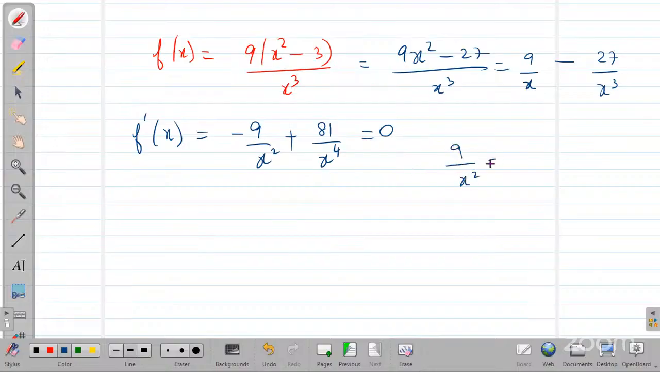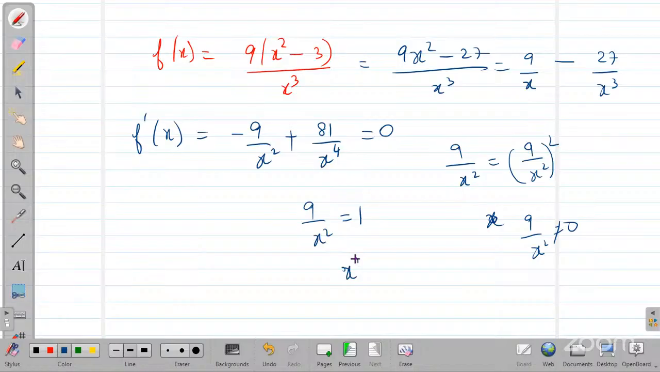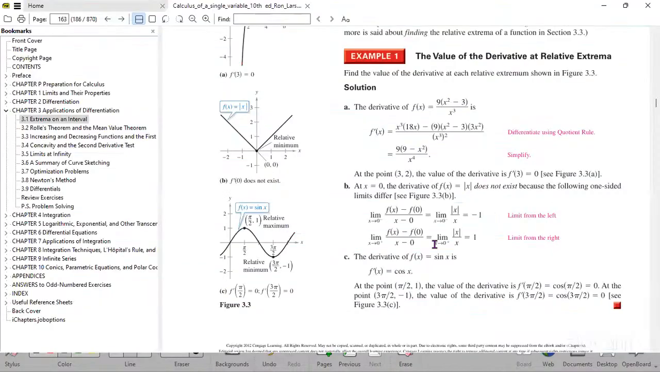9 over x squared is equal to, in fact, 9 over x squared the whole squared. Is that right? So 9 over x squared cannot be 0, so we can cancel it off. So we'll have 9 over x squared is equal to 1. We get x squared is equal to 9. x is equal to plus or minus 3. x is equal to plus or minus 3 is what we have.